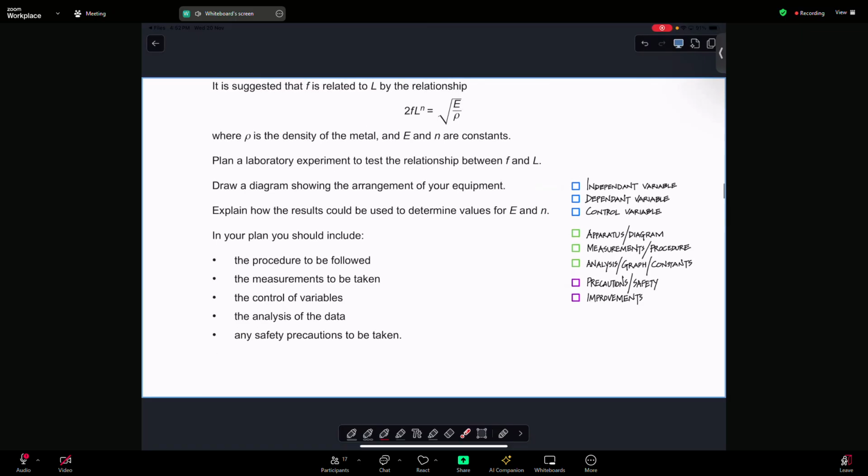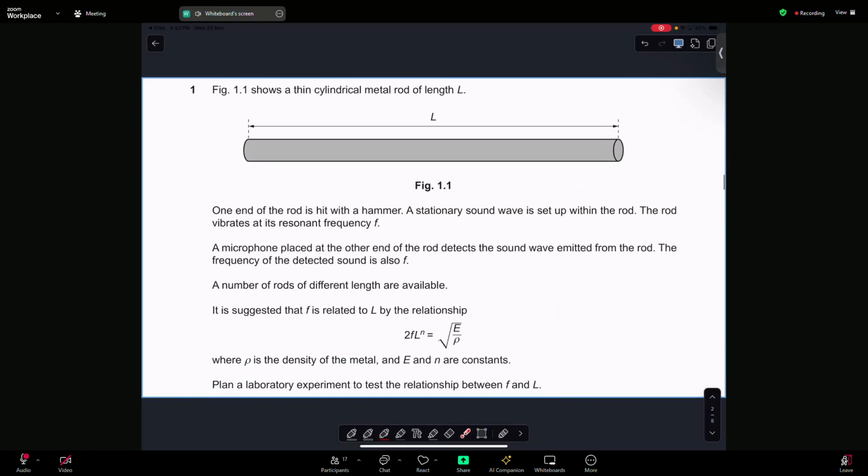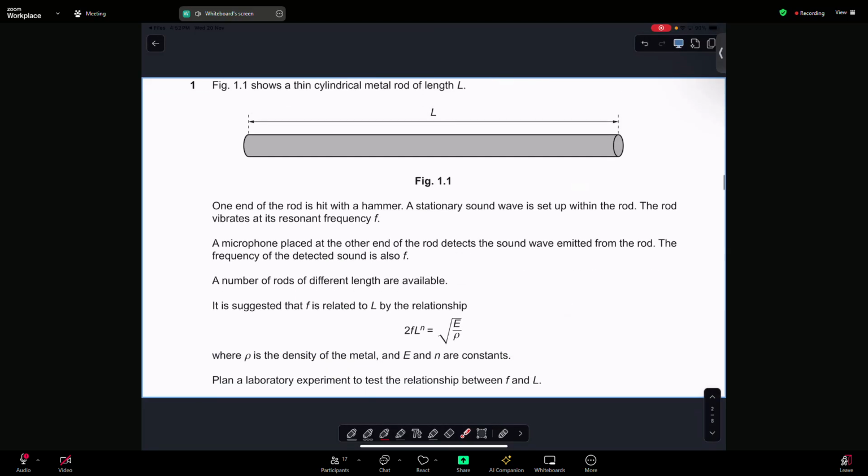Okay, right. So let's try this one. Key hoche ekhane dekhi. Random at the paper. On year 2024 February March. Okay. So let's see what's going on here.